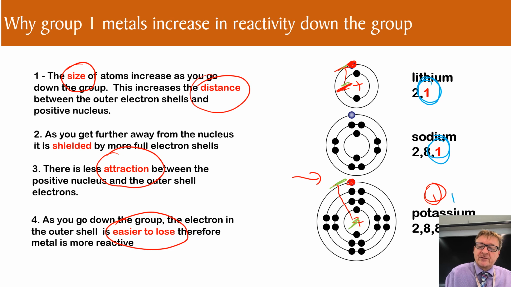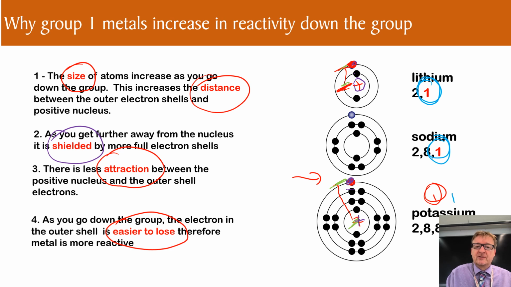The last reason is shielding. If you look at that one there, you've got a positive there and you've got that electron. What's in between? One electron, right? I know that's not quite the case. For this one here, between that positive centre and that outer electron, you've got loads and loads of different electrons that could be in the way.